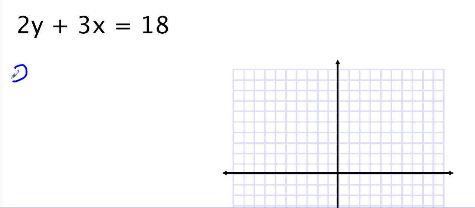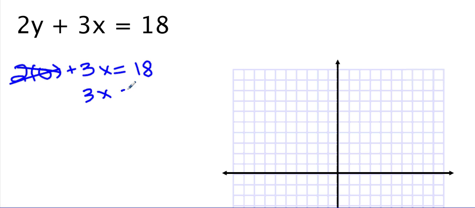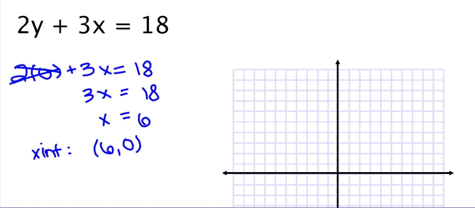So instead, I'm going to have 2 times 0 plus 3x equals 18. When I multiply by 0, it's going to disappear. Therefore, I no longer have a y value in my problem. I simply have an x value that I'll be trying to solve for in order to locate my x-intercept. If I divide both sides by 3, I'm going to get that x is equal to 6, therefore making my x-intercept 6, 0.